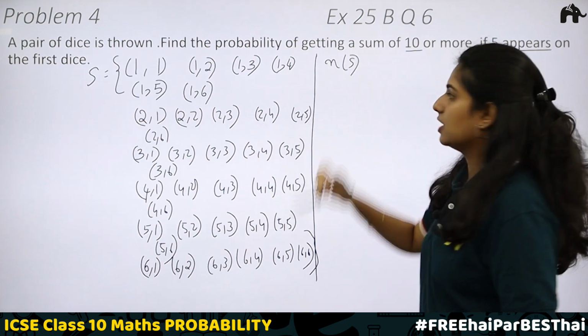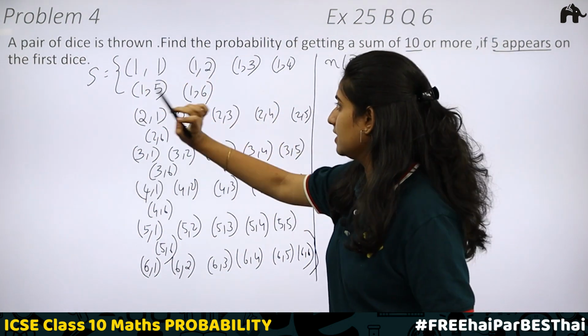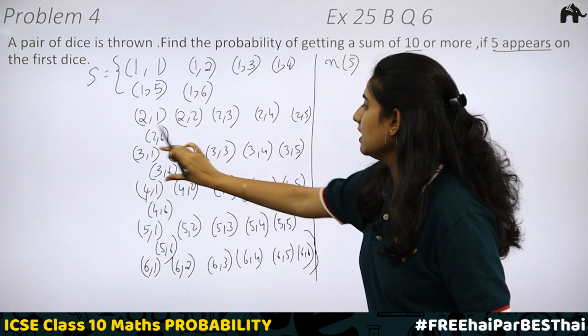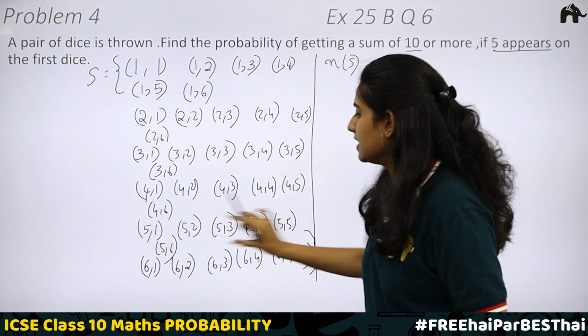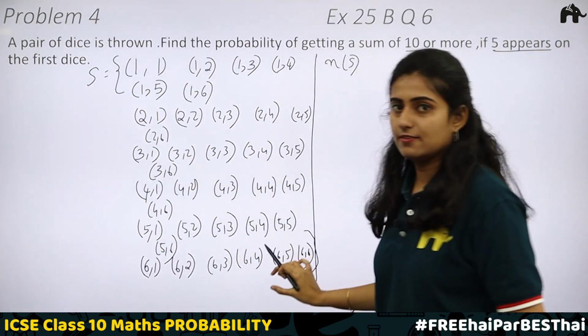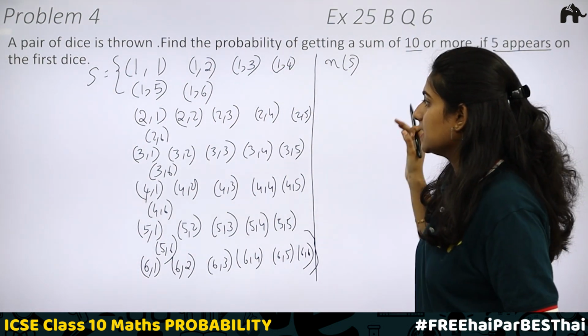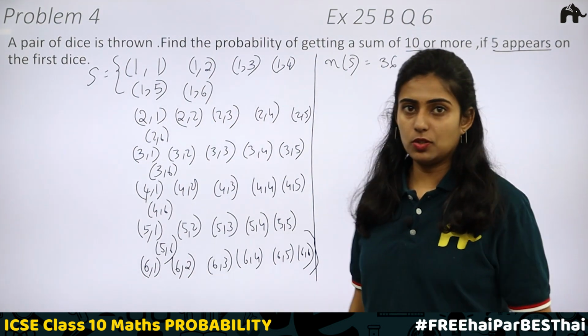Total number of outcomes. What is the total number of outcomes? Count. Here with 1 on the first die you are getting 6. 2 on the first die, again 6. 3, 6. 4 on the first die, 6. 5 on the first die, 6. 6 on the first die, 6. So on adding 6 plus 6 plus 6 plus 6 plus 6 plus 6 you will be getting 36. So the total number of outcomes is equal to 36.